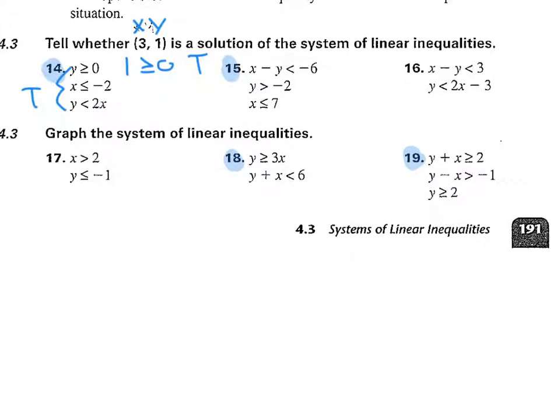The last two, you are to graph these inequalities. On number 18, this one's already set up for you. Y equals 3x plus 0. On this one, we need to rearrange it. We need to subtract the x over. So now you should have y equals -1x plus 6.